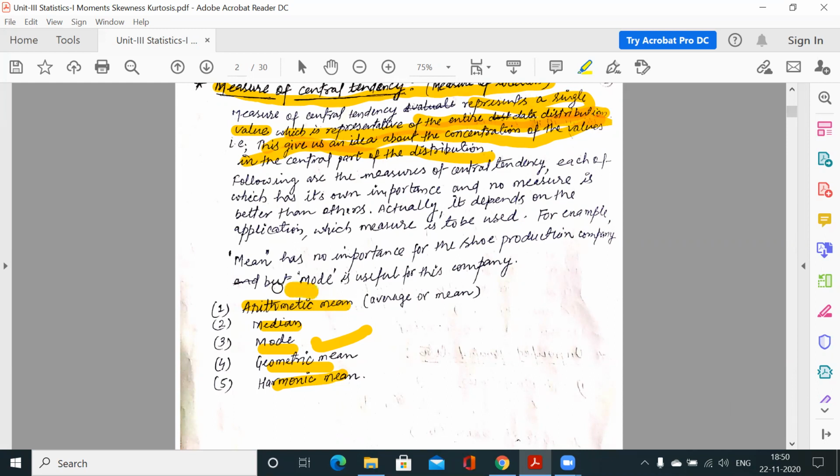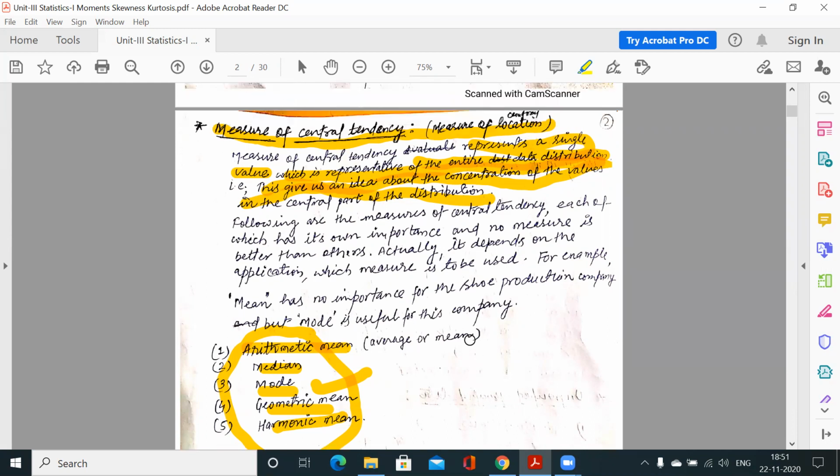All the measures of central tendency have their own importance. We cannot say that one measure is better than the other. It depends on the application which measure you have to use. Before learning how to measure the central tendency, we must have the data, because these measures are applicable on the data.